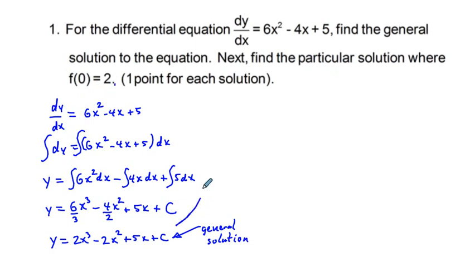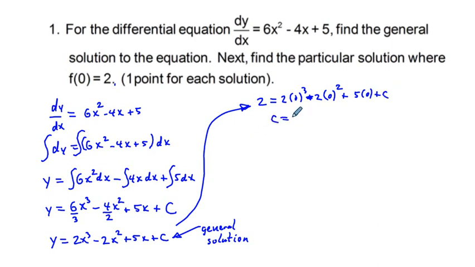So what we're going to do is take our general solution and substitute in for our output 2, and then we're going to substitute in 0 for x. We're going to have 2 times 0 cubed plus 2 times 0 squared. All right, it's actually going to be minus, not that it makes a difference. And finally, plus 5 times 0 plus c. So c is equal to 2.